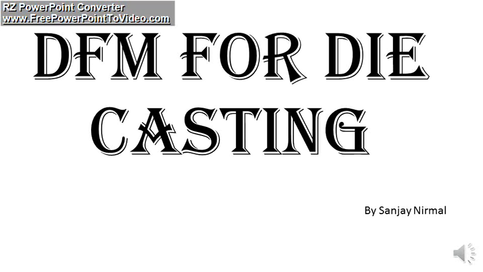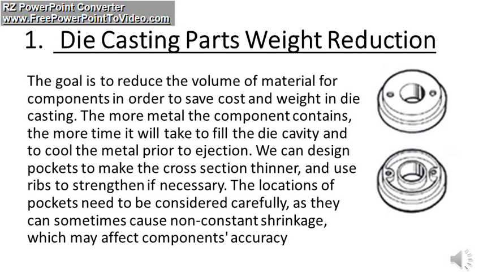DFM for die casting. Die casting parts weight reduction. The goal is to reduce the volume of material for components in order to save cost and weight in die casting. The more metal the component contains, the more time it will take to fill the die cavity and to cool the metal prior to ejection.